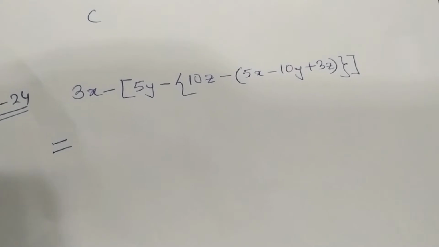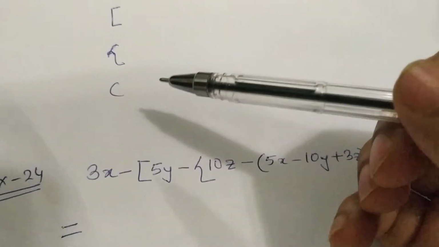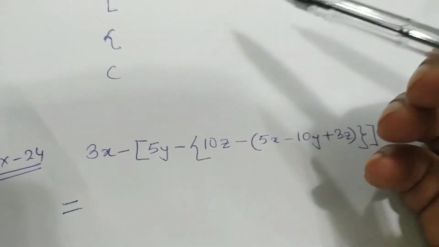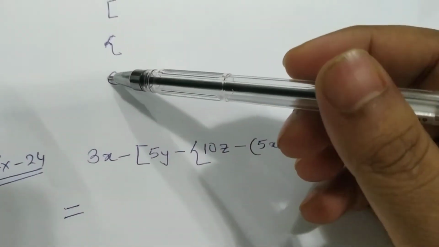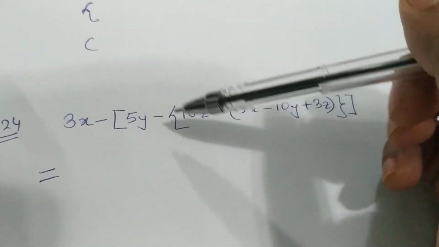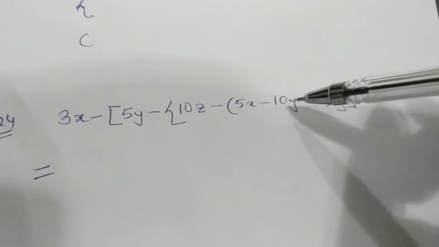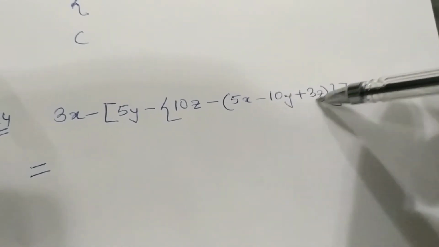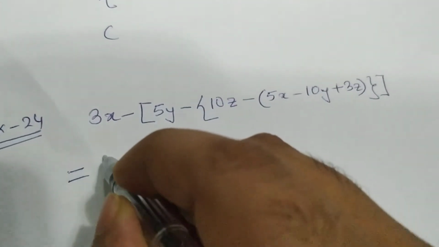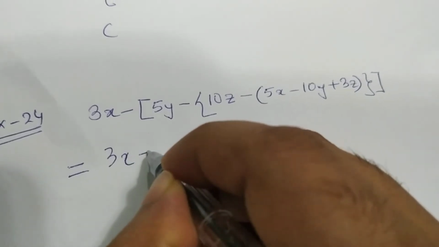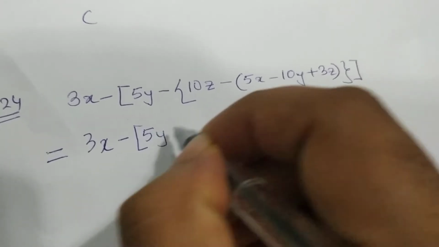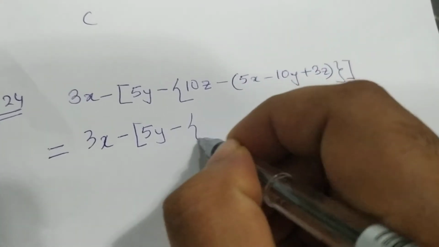As I said previously, we need to prioritize the brackets: the first bracket, then the second bracket, then the third bracket. So we keep the third bracket and second bracket as they are. We first need to solve the problem within the first bracket. Let's keep the others all as they are. So 3x minus 5y minus 10z.